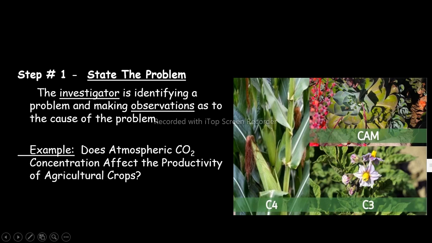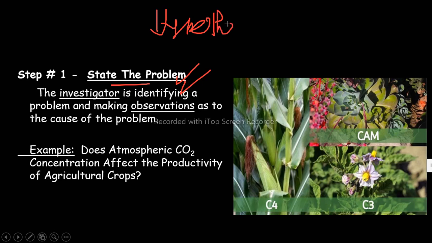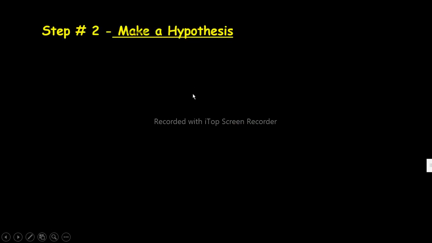And the problem in this case is really, does carbon dioxide concentration affect the productivity of agricultural crops? And some books, or not only some books, but the problem is the same as the hypothesis. What your research actually is intending to cover.